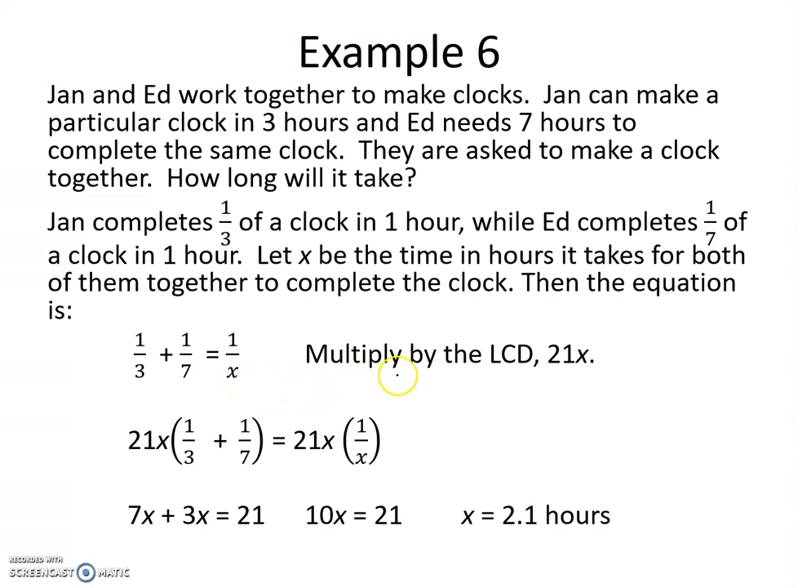So in order to solve this, we're going to multiply by the LCD, which is 21x. 21x times 1/3 is our 7x. 21x times 1/7 is 3x. And finally, 21x times 1 over x is simply 21. Combining both of these terms, we get 10x equals 21. Dividing both sides by 10, because we don't want 10x, we want x, we find that x is 2.1 hours.